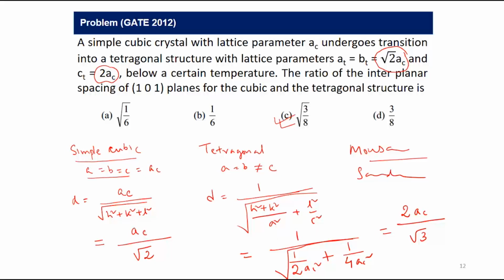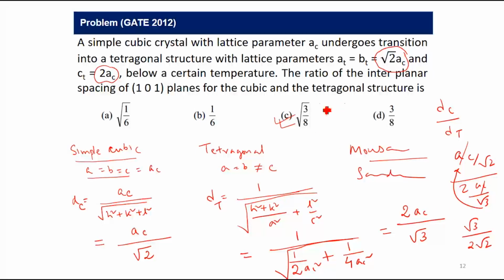Are you getting this? In case of tetragonal, are you getting the value of D to be 2AC by root 3? Okay. So all you need to do now is take the ratio. Let's say this is D cubic, this is D tetragonal. What the question is asking you, DC by DT. So it is AC by root 2 divided by 2AC by root 3. Root 3 will come up, AC will get cancelled. So it will be root 3 divided by 2 root 2. Root 8 is nothing but 2 root 2. So this is the answer.